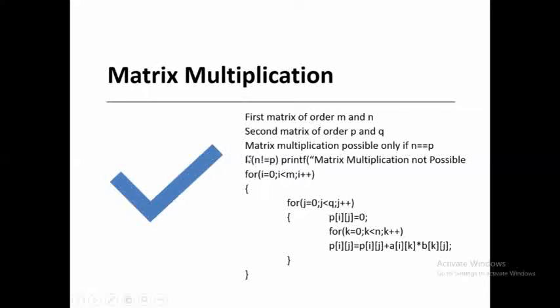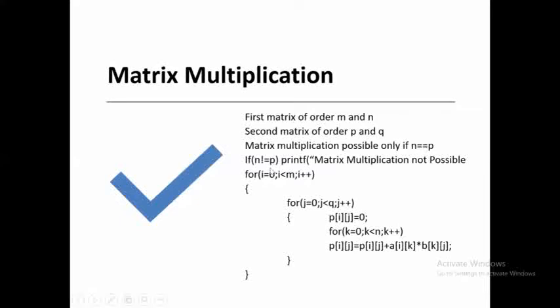These are the two orders you first need to read. So second thing, before performing the matrix multiplication, very first condition, you need to check whether matrix multiplication is possible or not. How do you check that? The number of columns of the first matrix and the number of rows of the second matrix, if both are equal, then only matrix multiplication is possible. Otherwise matrix multiplication is not at all possible. You need to check that condition. Matrix multiplication is possible only if n value equals p value.